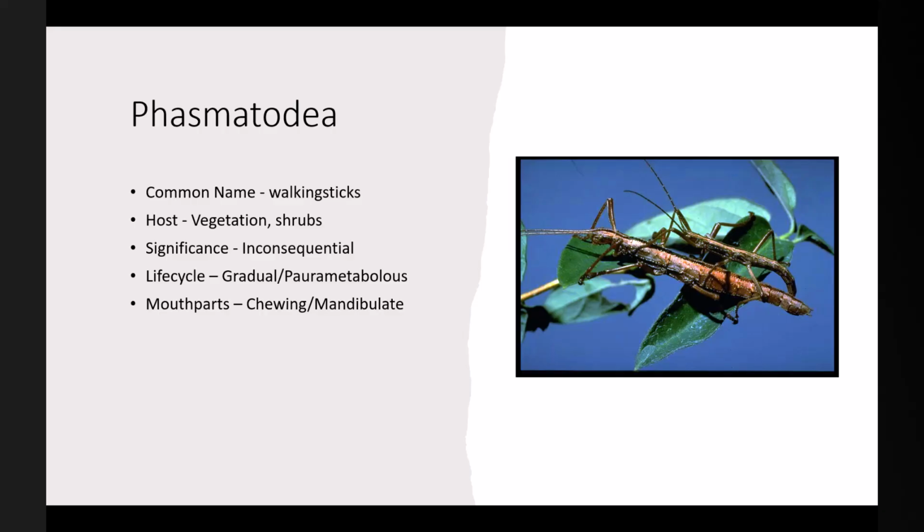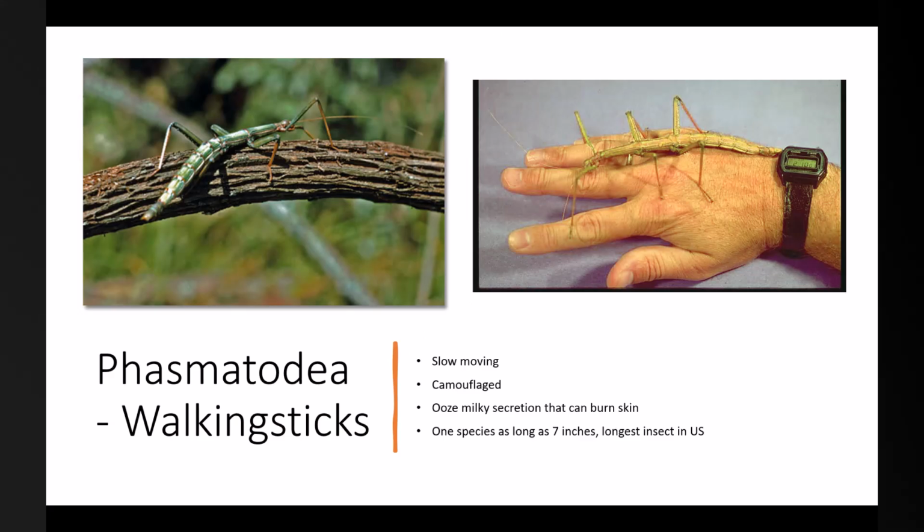They have a gradual or parametabolous life cycle. They're very, very slow moving. And the word Phasmatodea means phantom-like. So if you think of walking sticks as being kind of creepy and slow moving, then it might help you remember Phasmatodea, phantom-like walking sticks. They're very camouflaged to blend in and look just like a stick. Sometimes it's even hard to tell the difference between the head and the hind end.